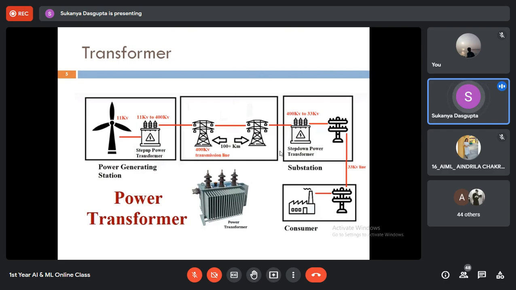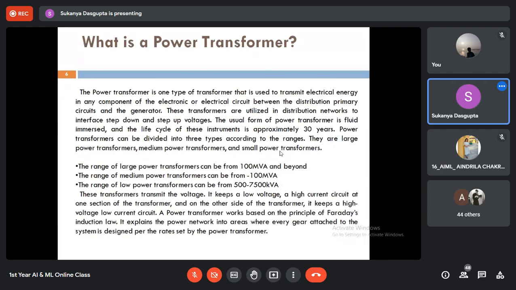Now transformers can be of many types. Depending upon many factors, transformers can be categorized in many ways, but the most used transformer is the power transformer, where the voltage level is high compared to the other types of transformer. So what is a power transformer? First we'll see the definition of power transformer. It's one type of transformer that is used to transmit electrical energy in any component of the electronic or electrical circuit between the distribution primary circuits and the generator.